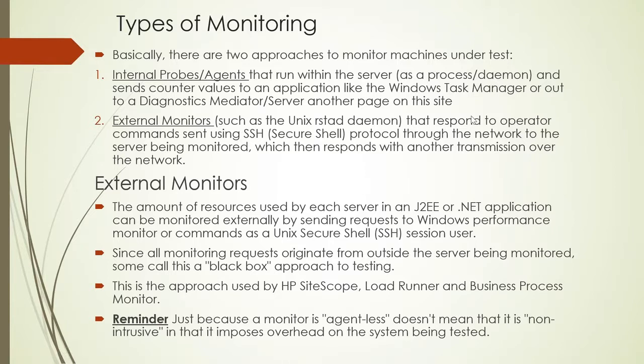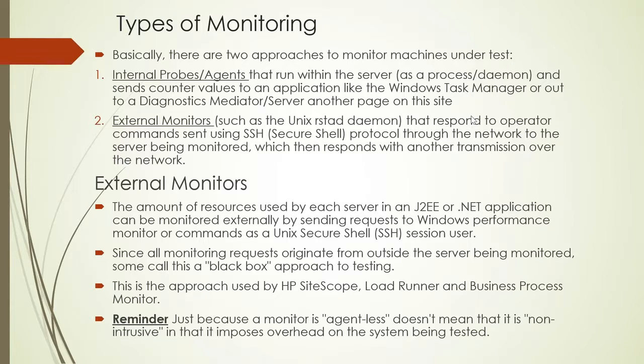So we saw the types of monitoring. What is internal, what is external? There are two basic types. Internal is the agents and probes within the server. The external is when you are sending specific commands out to the server to get the response, and in the response you are expecting the utilization and the metrics, right? So these are the two basics.